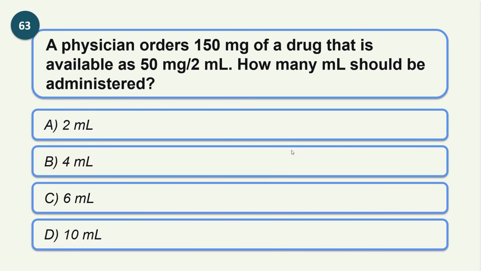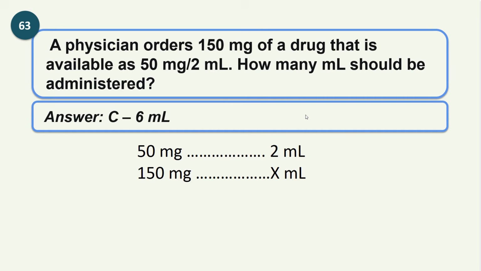Next, a physician orders 150 milligrams of a drug that is available as 50 milligrams in 2 milliliters. How many milliliters should be administered? A, 2 mL, B, 4 mL, C, 6 mL, and D, 10 mL. The correct answer is 6 milliliters. Let's see how we get that one.